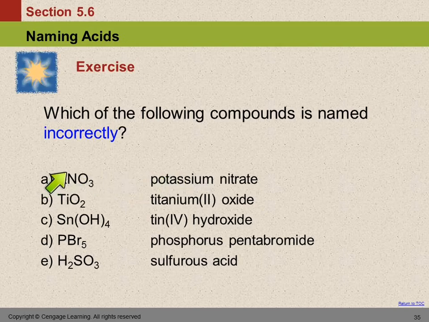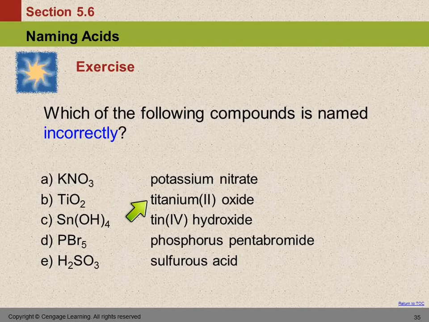So K, we'll cover that up, and what's left? NO3, nitrate. Okay, so this name is correct, potassium nitrate. Let's look at the next one, TiO2. Ti is a metal or a nonmetal? It's a metal. It's on the left side there. Is its name titanium? Yeah.